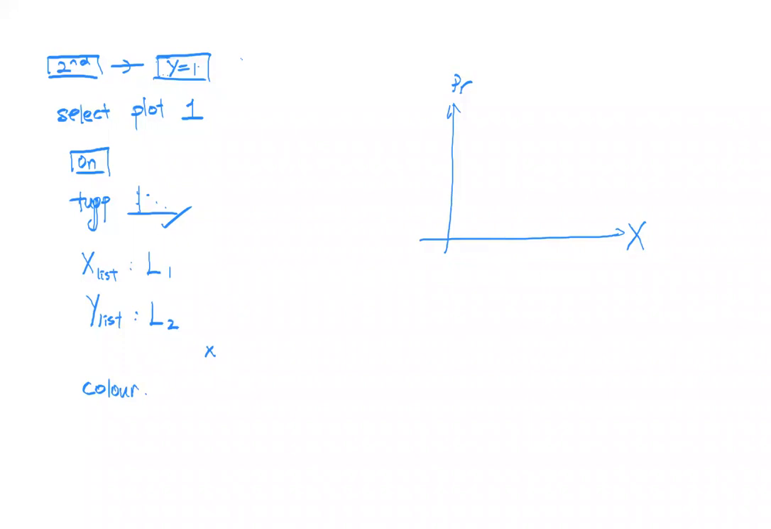Are you done with that? Okay, all this is set already, you go to Zoom. Select ZoomStat. Then you wait for a while. All the points will come out like that. You will have points like that.